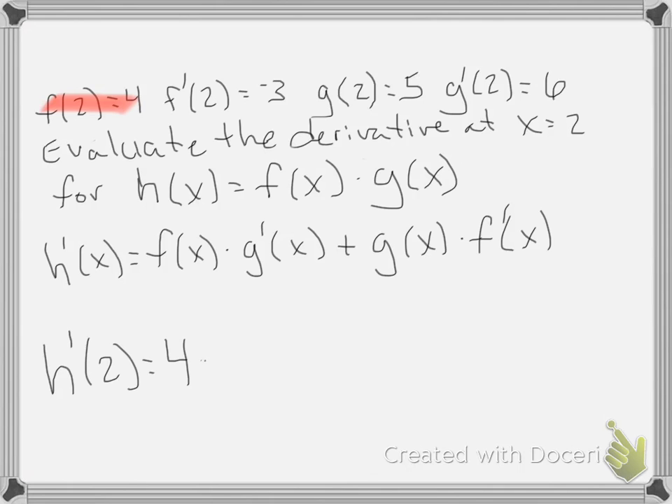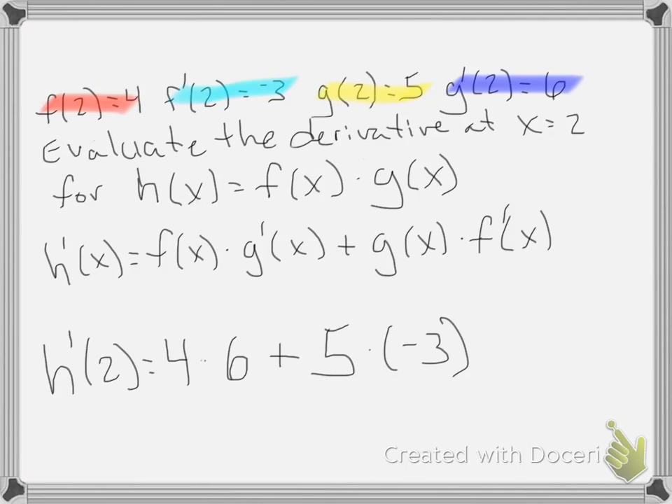Times g prime of x. Well, g prime of x is also given to us. g prime of 2 is 6. And so we'll utilize the 6. Plus g of x. g of x is also given to us. g of 2 is 5. Times, now we want to multiply f prime of 2. f prime of 2 is also given to us. It's right there, negative 3. And so we're going to multiply by negative 3.